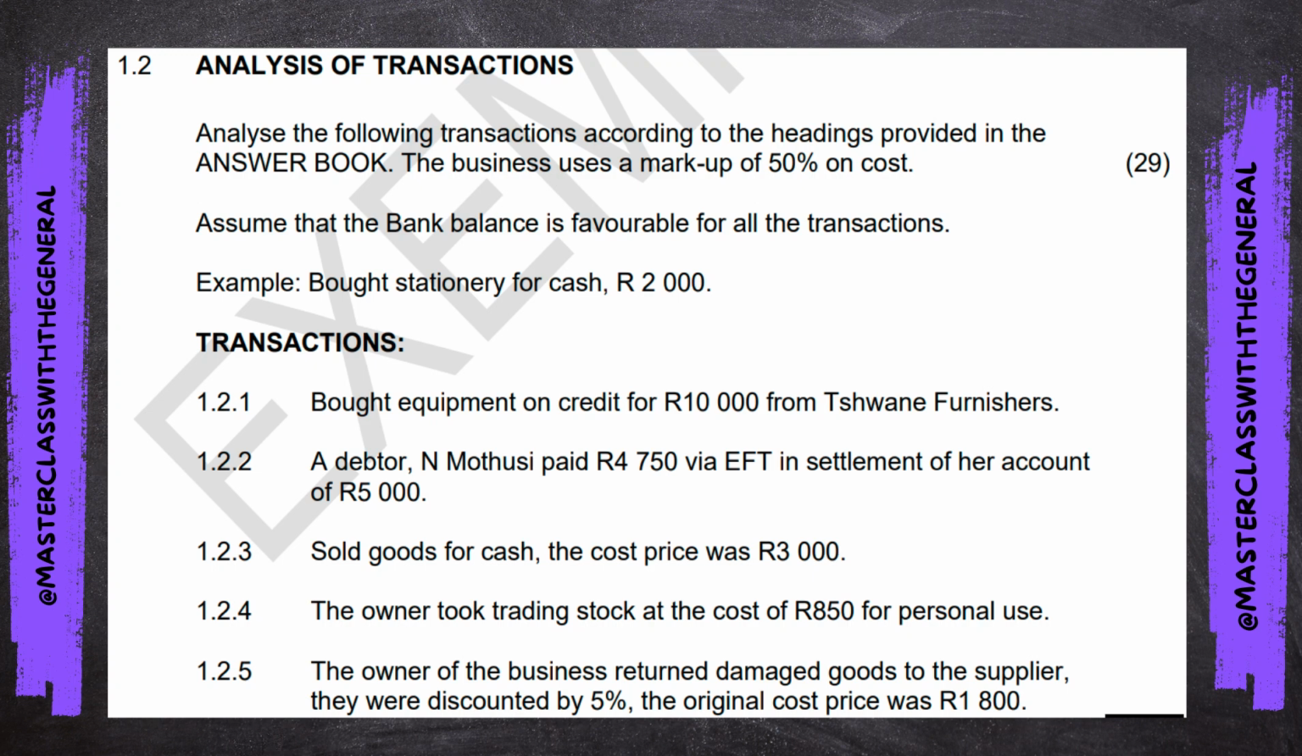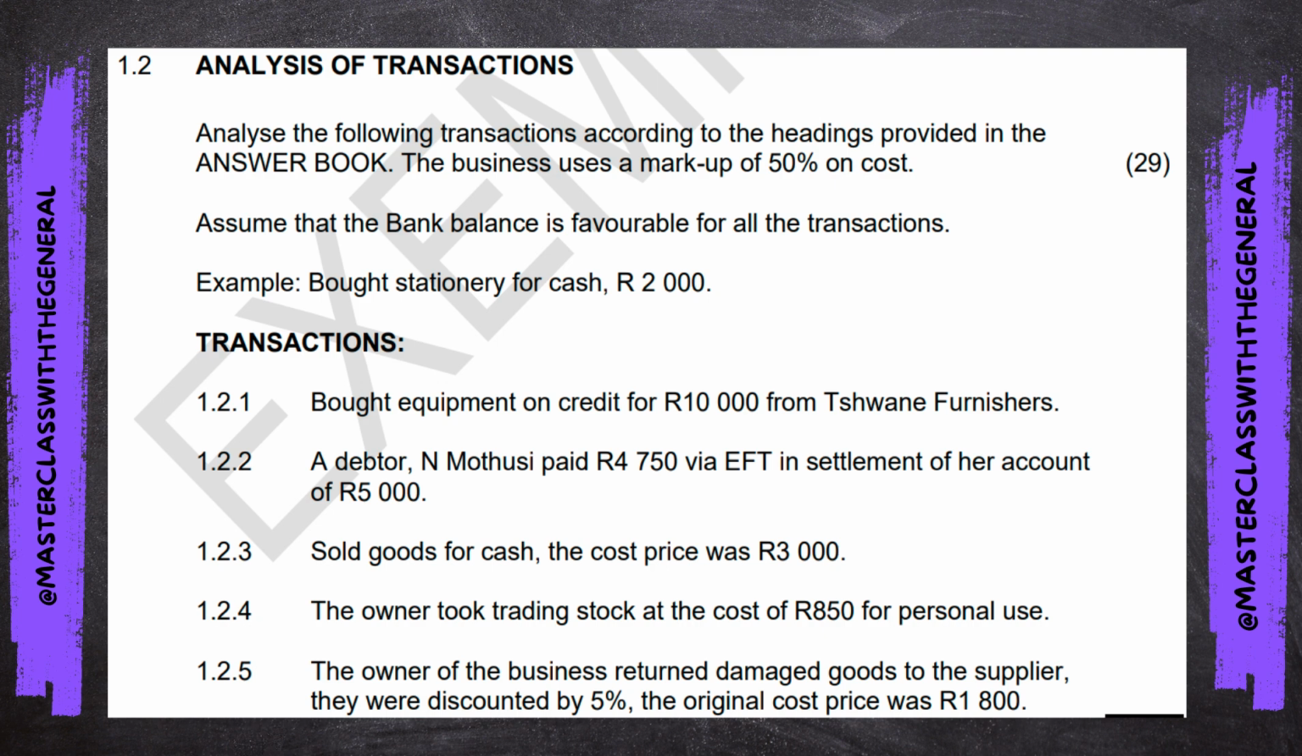Then we go to the next one, number 1.2.2. A debtor, which means someone who is owing the business, N Motusi, paid 4,750 via EFT in settlement of her account. What does this mean? The account was for 5,000 Rand. So it means there was a discount there of 250, because when somebody settles their account, it means they have paid everything. But we can clearly see that there's a difference of 250. So that automatically means that was a discount.